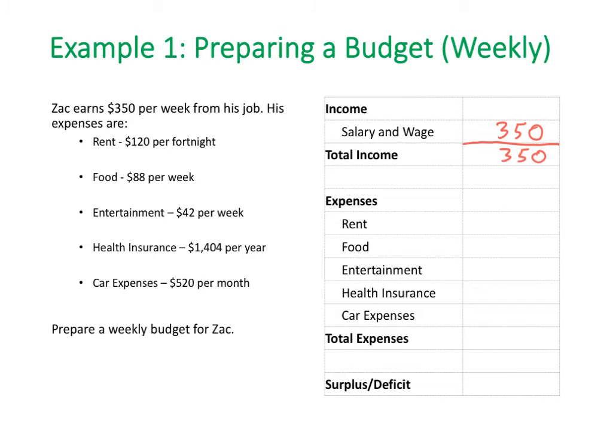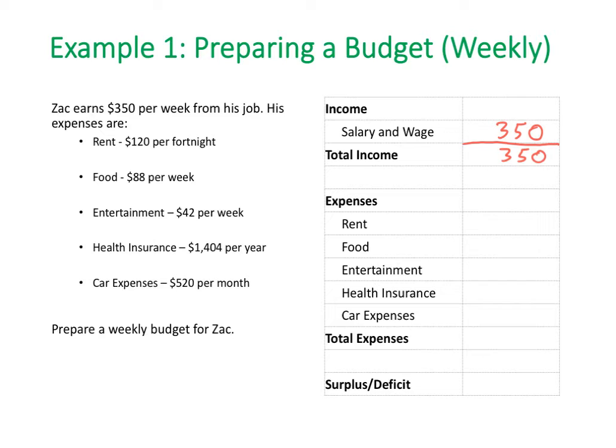Now we can move on and have a look at including his expenses into the budget. For each of the expenses provided in the question, we need to go through and work out how much per week is Zach going to spend on that expense. Because if we have a look at the question, we've got fortnight, weekly, monthly, and yearly payments that's included for his expenses. So we need to convert those all to a per week basis.